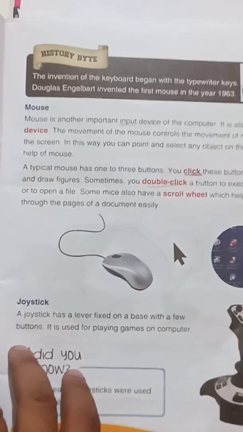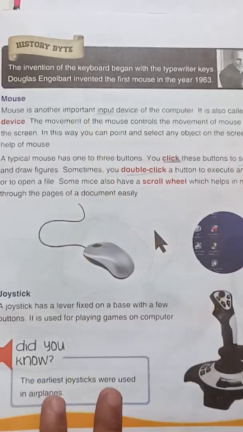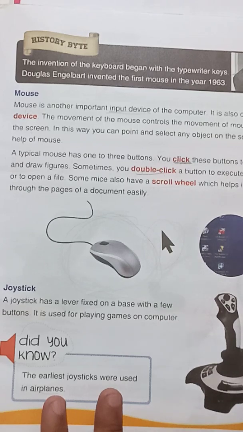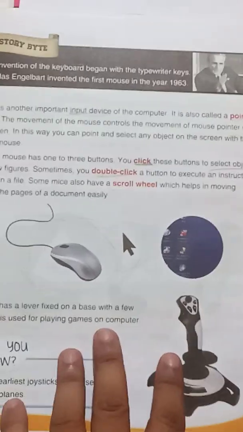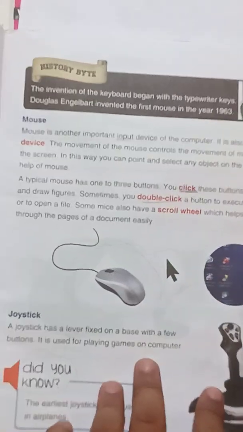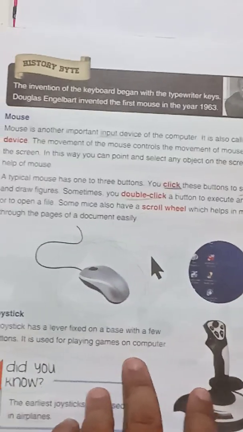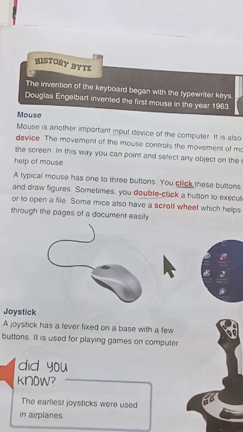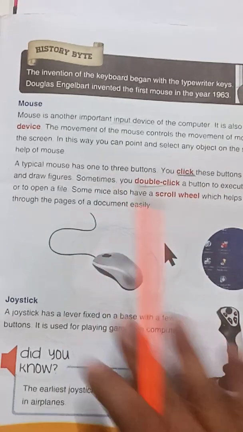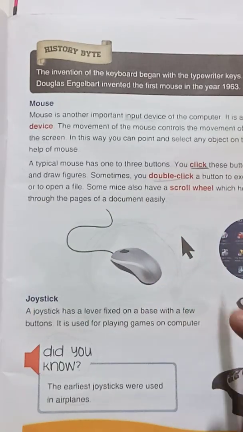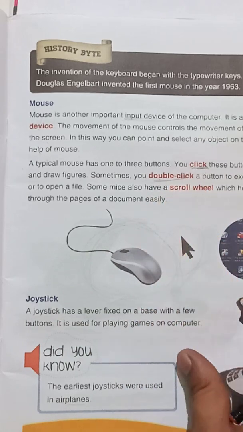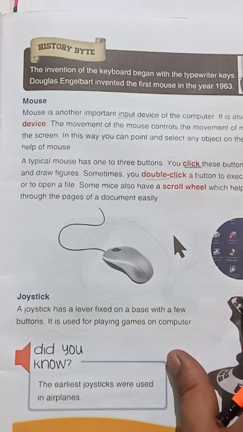We have to study about mouse. So mouse is another important input device of the computer. It is also called a pointing device. This is the most important part, that mouse is a pointing device. Clear? So if you have to select something on the desktop, then you just click on it. But when you have to execute some instruction to the file, or open a file, you will double click on the mouse.